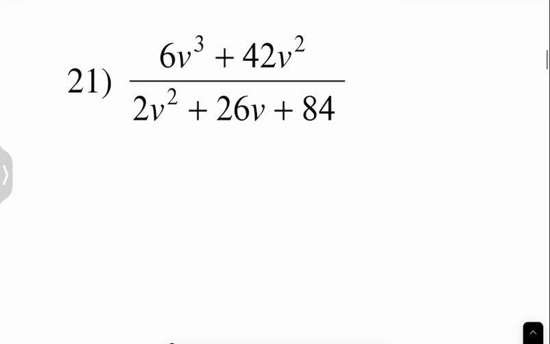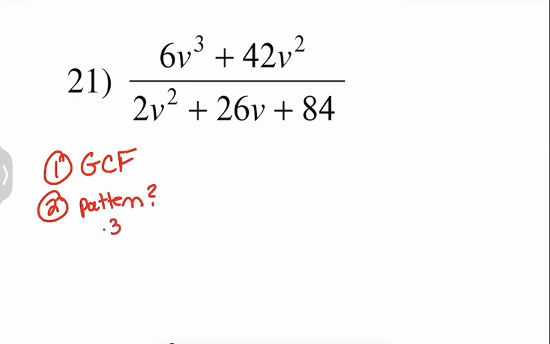Let's look at 21. Now this one requires kind of multi-steps as we go through the process, okay? When I'm factoring, let me give you a little rundown of what I do. The first thing I look for, is there a greatest common factor? Take it out if there is. Second thing you want to look for is, what is the pattern?